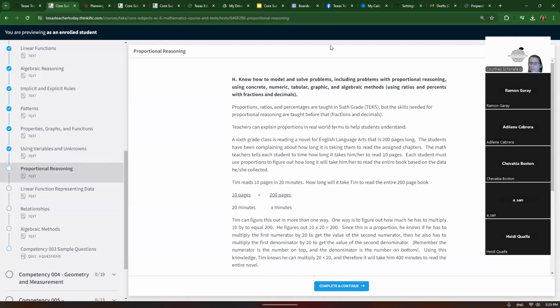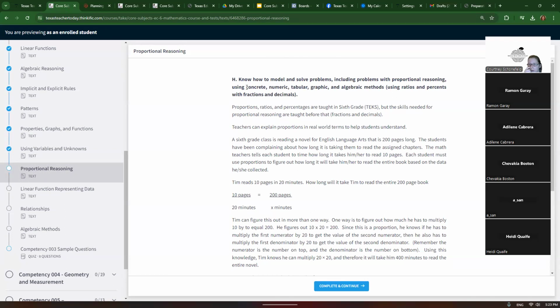Proportional reasoning. Luckily, they don't give you super advanced math. It's all stuff like addition, subtraction, multiplication, division. There is some algebra, but it's all basic. They're not going to give you like 5-digit multiplication or something like that. Know how to model and solve problems, including problems with proportional reasoning, using concrete, numeric, tabular, graphic, and algebraic methods, using ratios and percents with fractions and decimals.